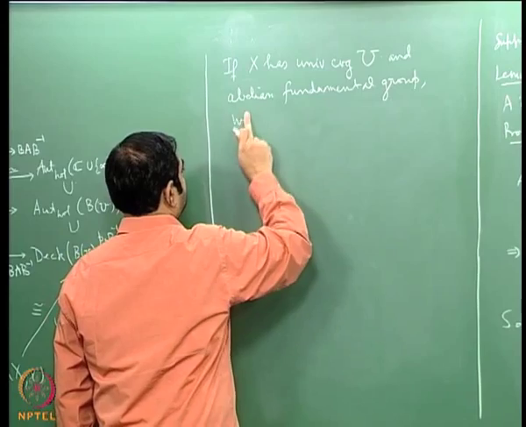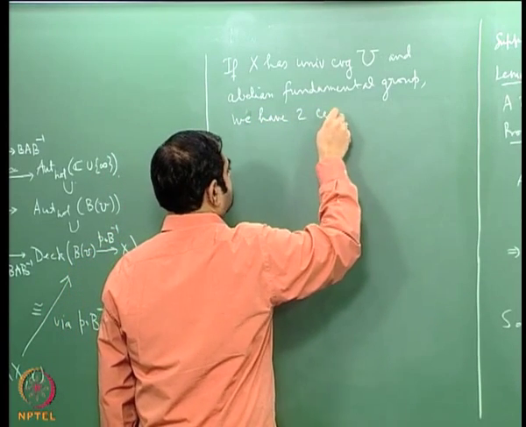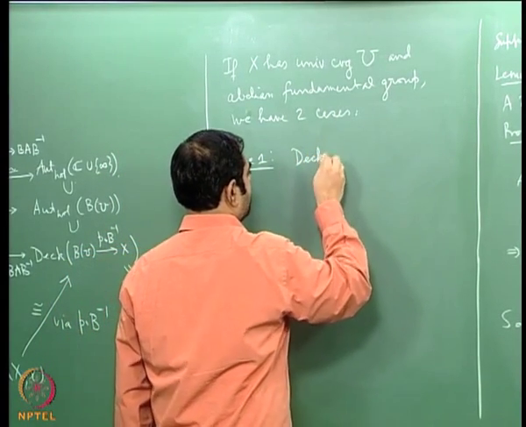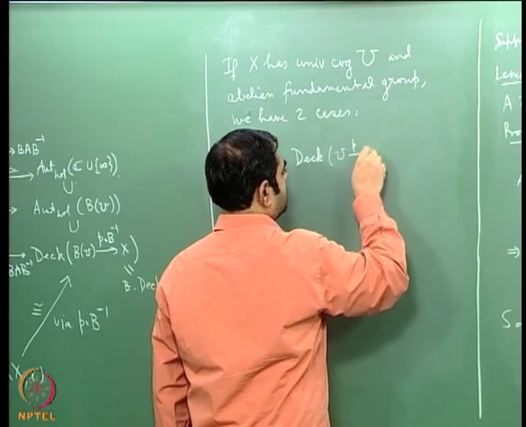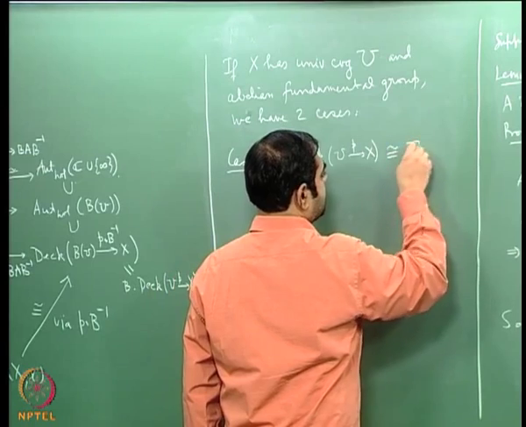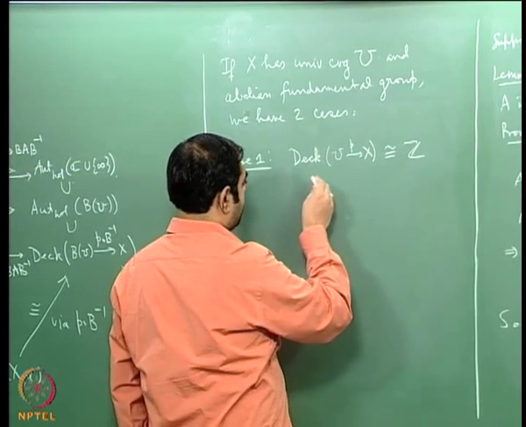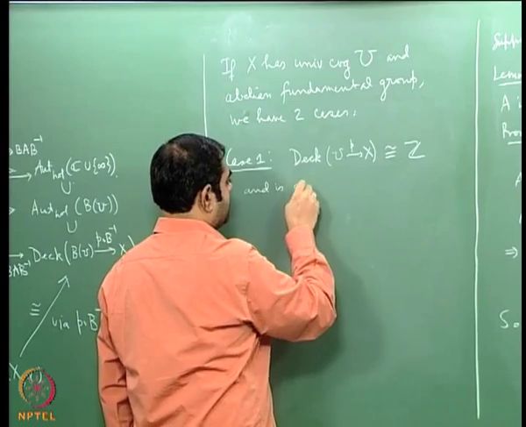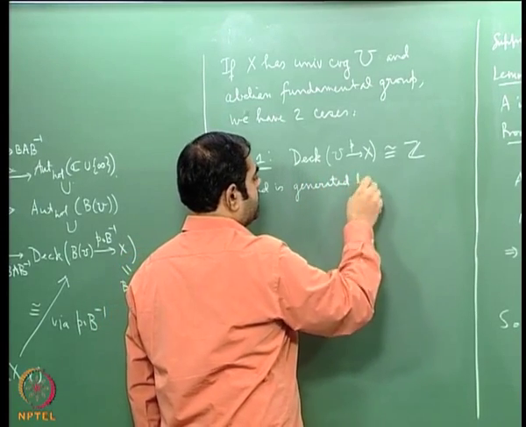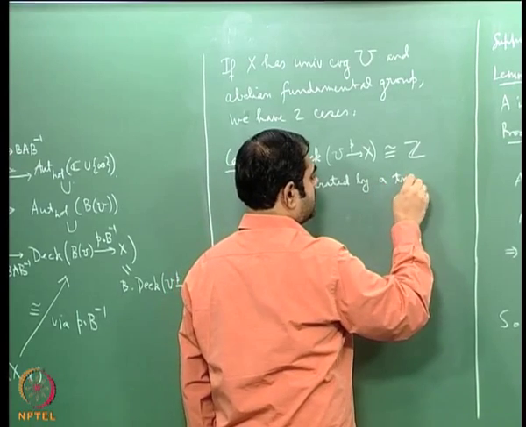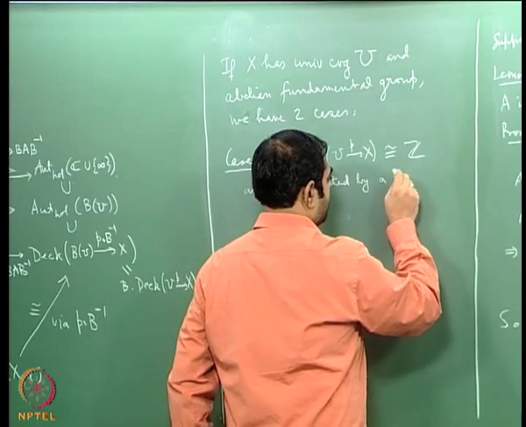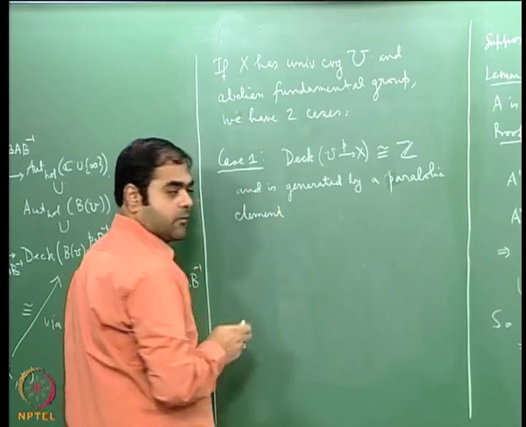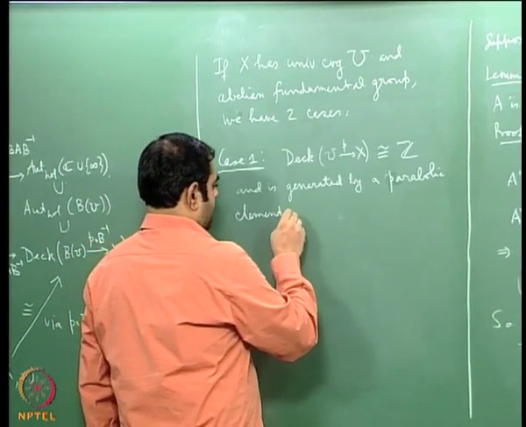We have two cases. So case 1, the deck transformation group is isomorphic to Z, and is generated by a translation, let me say by a parabolic element. We have this case.